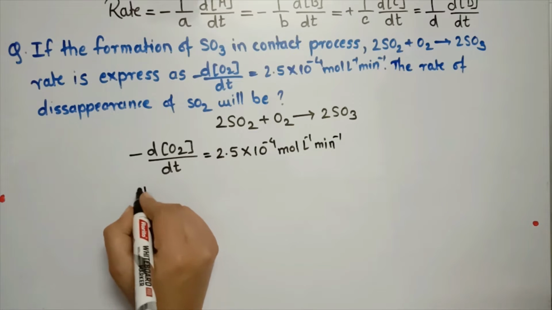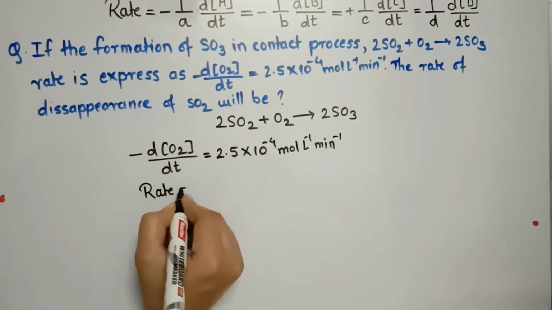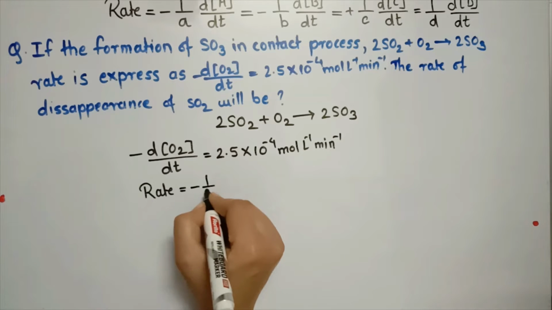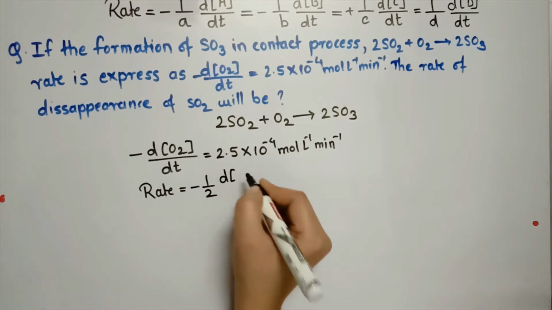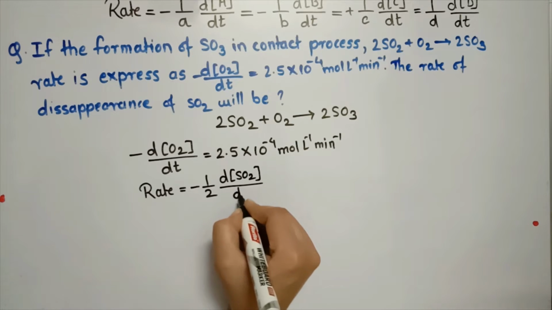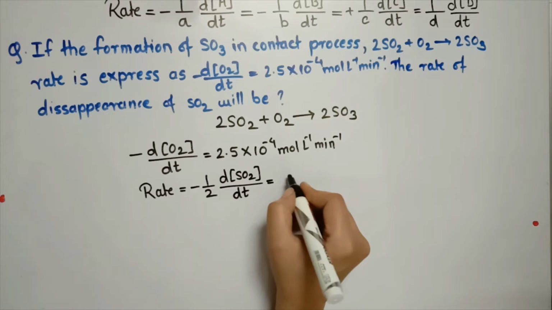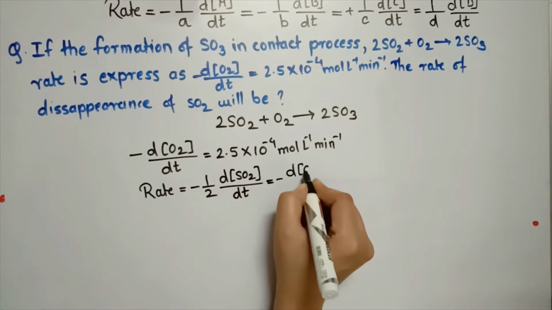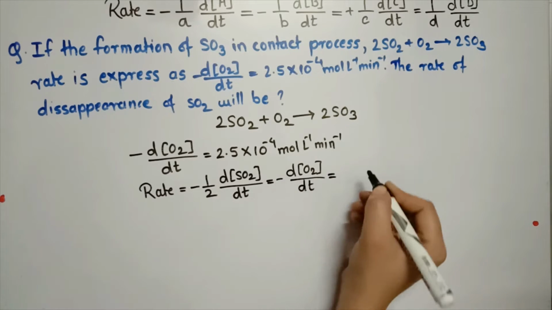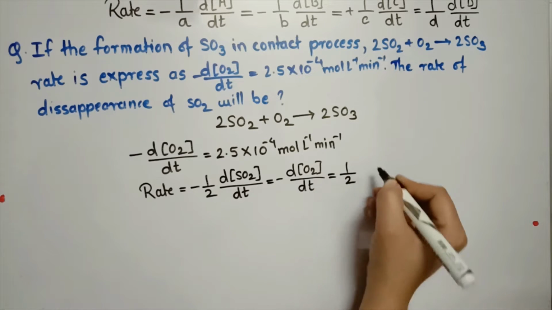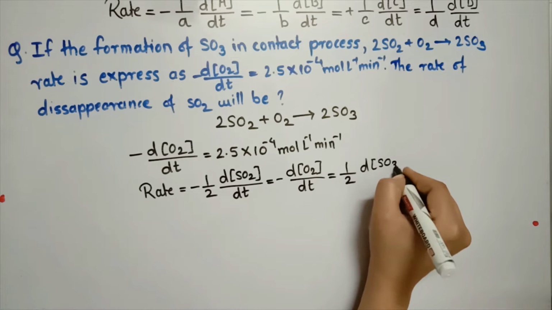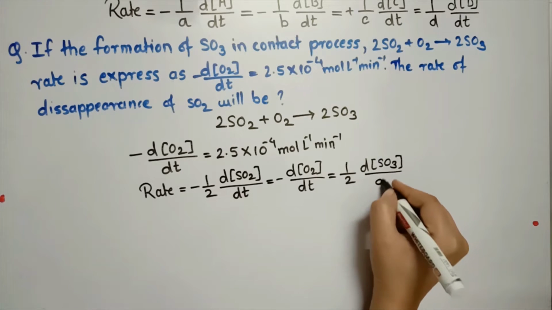We know that rate is equal to minus 1 upon 2 change in concentration of SO2 upon change in time, which is equal to minus d[O2] upon dt, which is equal to plus 1 upon 2 change in concentration of SO3 upon dt.